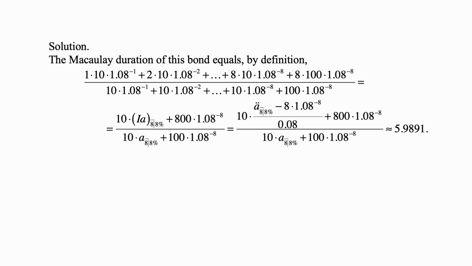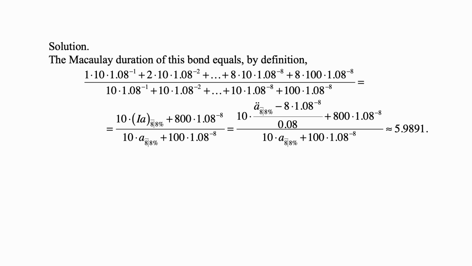This can be rewritten as 10 times IA angle 8 at 8%, because the payments are 10, 20, I mean the values in the calculations, not really the payments in this case, but they then look like payments if you write them this way. So 10, 20, 30, and so on, up to 80. So 10 times IA angle 8 at 8%, plus the last payment of 100 is multiplied by 8 the time of this payment. So this becomes 800 times 1.08 to the negative 8. And at the bottom we have 10 A angle 8 at 8% plus 100 times 1.08 to the negative 8.